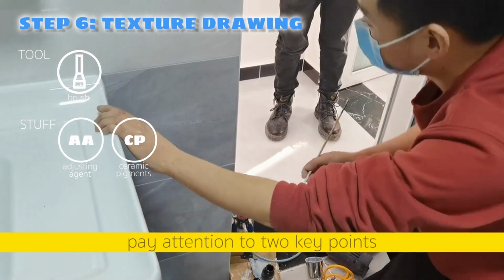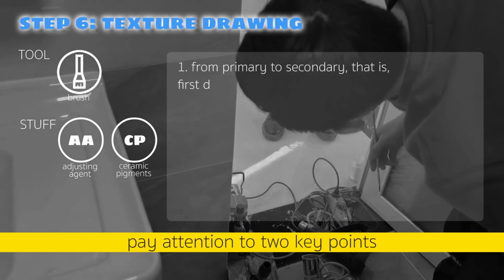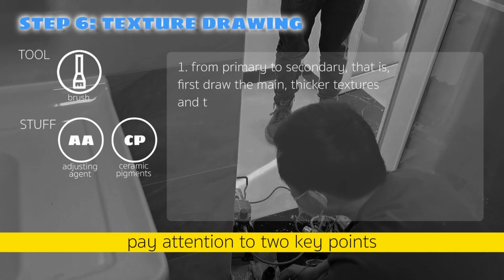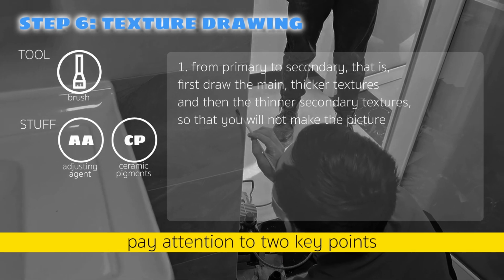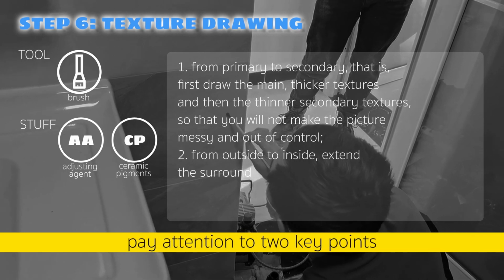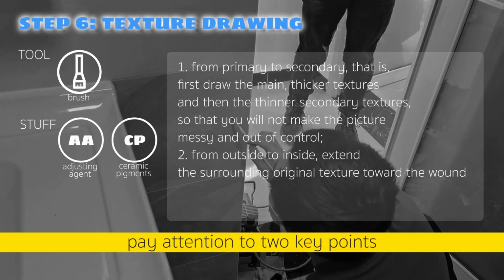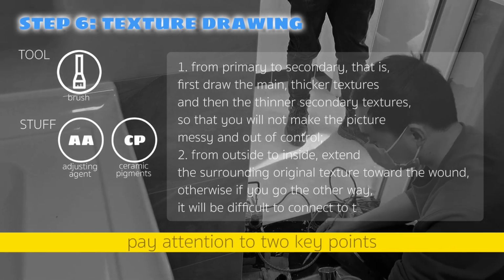Pay attention to 2 key points. 1. From primary to secondary. That is, first draw the main, thicker textures and then the thinner secondary textures, so that you will not make the picture messy and out of control. 2. From outside to inside, extend the surrounding original lines toward the wound. Otherwise, if you go the other way, it will be difficult to connect to the external lines.